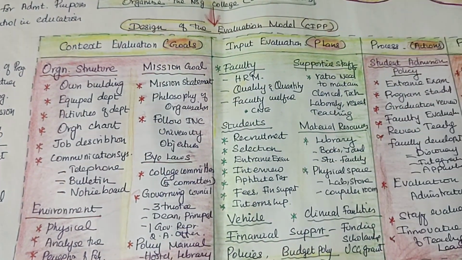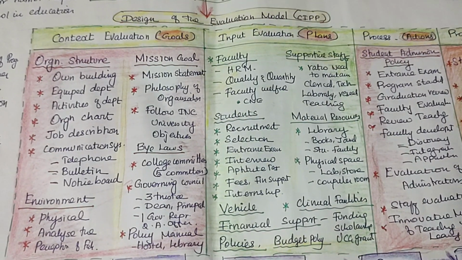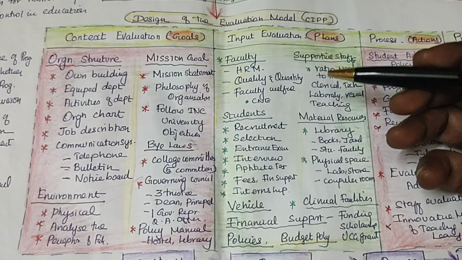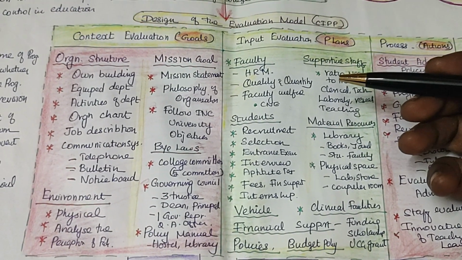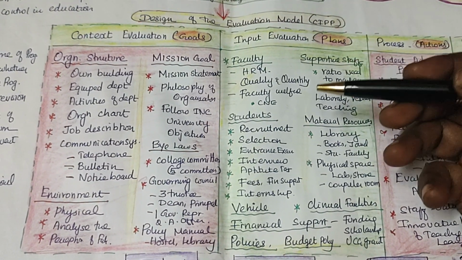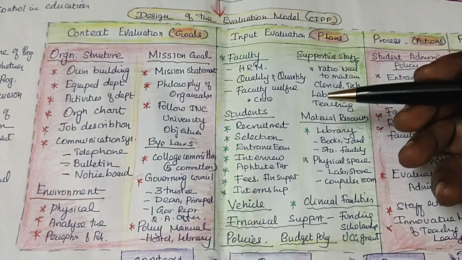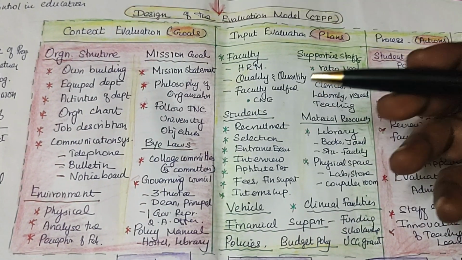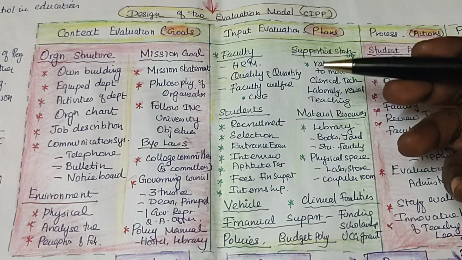Input, you can easily remember: the input is man, money, material. Remember it. Man is the faculty, teaching faculty, non-teaching faculty. Are they following the 1:10 ratio? Quality and quantity: quality is education, quantity is the 1:10 ratio. Is a faculty welfare program there, CNE there? Then students. Man means all teaching staff, students, and the non-teaching staff, you can remember it like that.